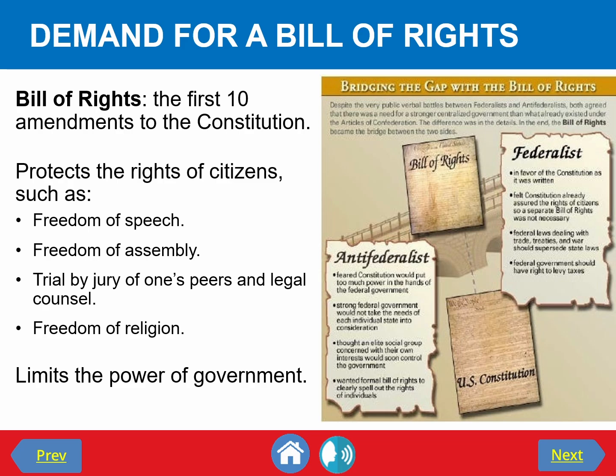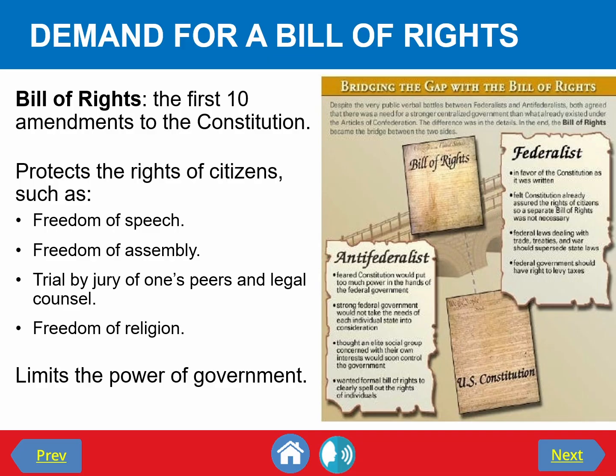In the eyes of the Federalists, federal laws dealing with trade, treaties, and war should supersede state laws. The federal government should also have the right to levy taxes, which was a power specifically omitted from the Articles of Confederation. Anti-Federalists, on the other hand, feared that the Constitution would put too much power in the hands of the federal government, and they believed that a strong federal government would not take the needs of each individual state into consideration. They thought that an elite social group, concerned with their own interests, would soon control the government, and felt that a formal Bill of Rights that clearly spelled out the rights of individuals was necessary.